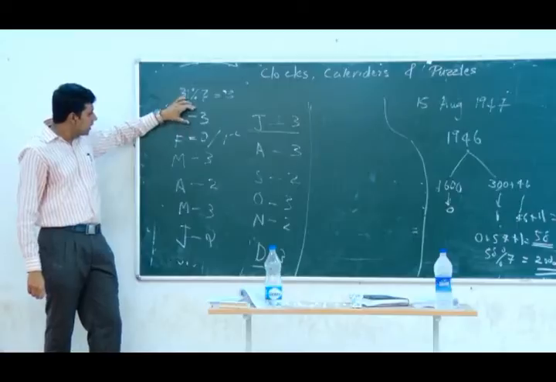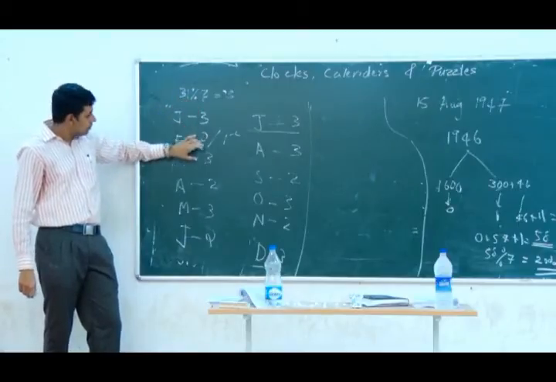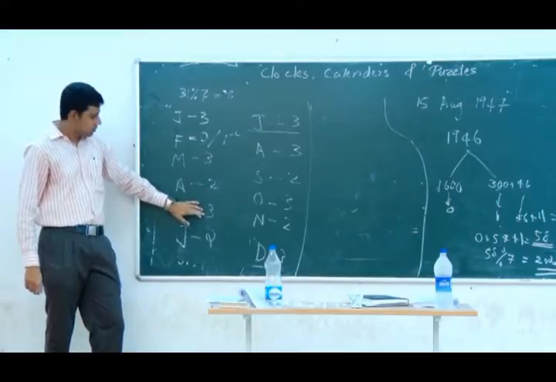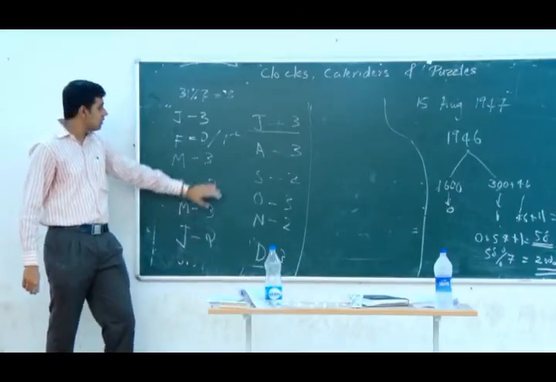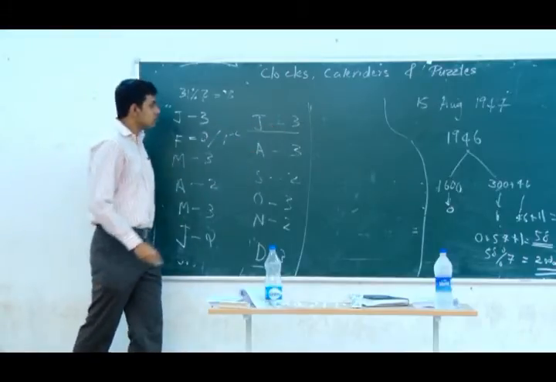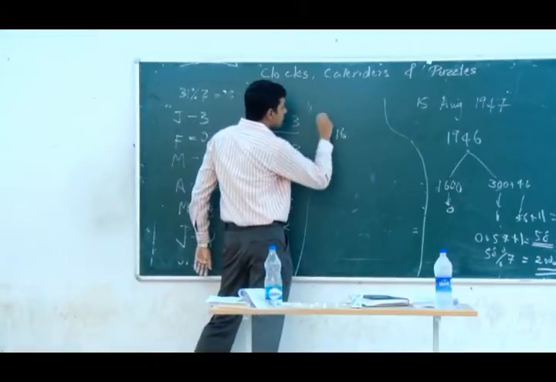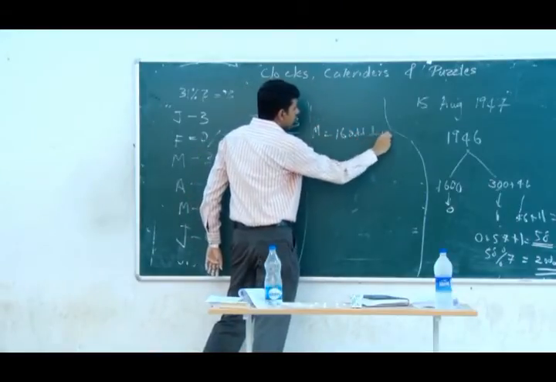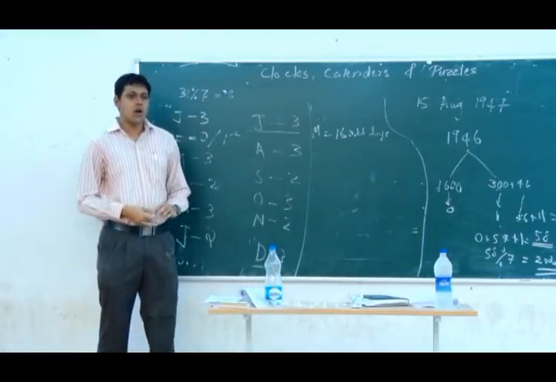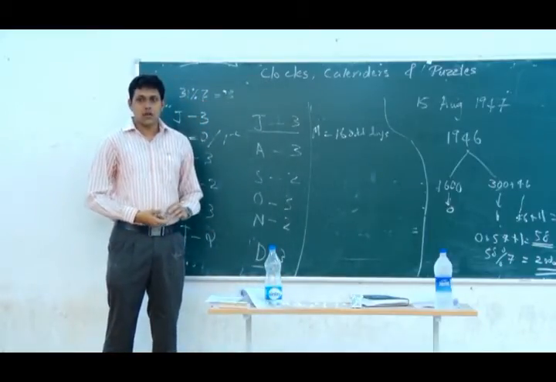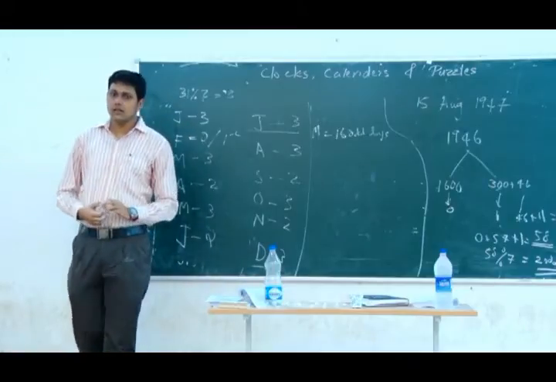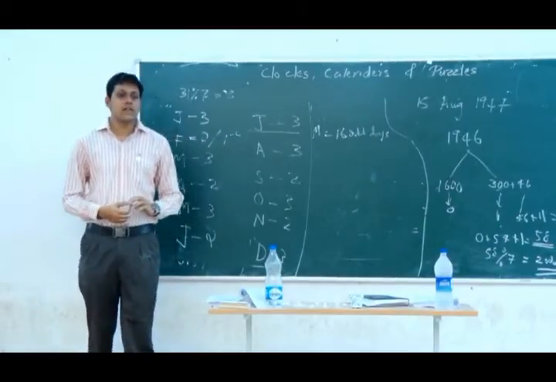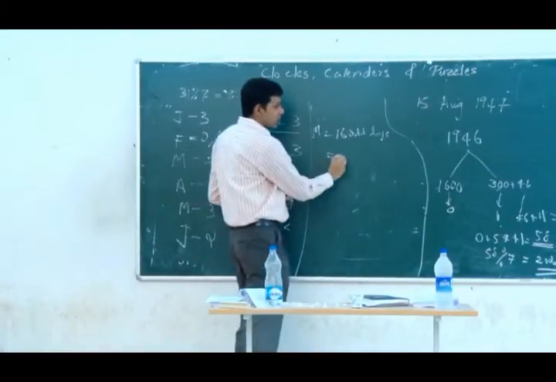So we'll take 3 plus 0 plus 3, 6 plus 2, 8 plus 3, 11 plus 2, 13 plus 3, 16. So for months we have 16 odd days. Because of months we have 16 odd days. Can we have 16 odd days? No, we only keep values below 7. So 16 divided by 7, remainder 2.